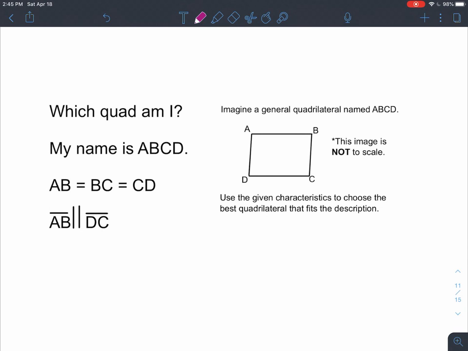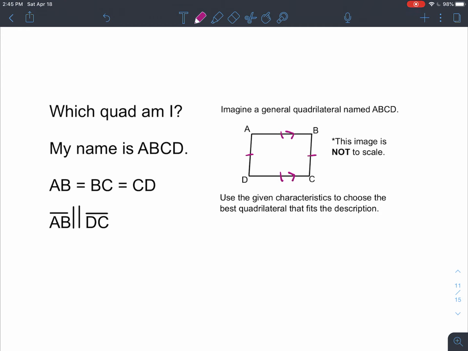I have quad ABCD. AB is equal to BC is equal to CD, and AB is parallel to DC. All right. I know that this is at least a parallelogram because I have one pair of opposite sides that is both congruent and parallel. And then by default, if it's a parallelogram, opposite sides are congruent. And all of these are going to be marked the same.